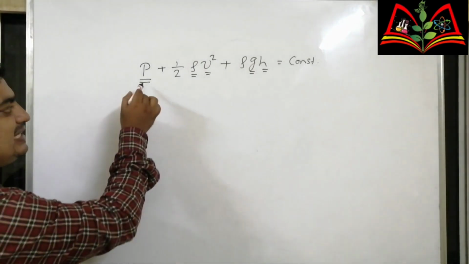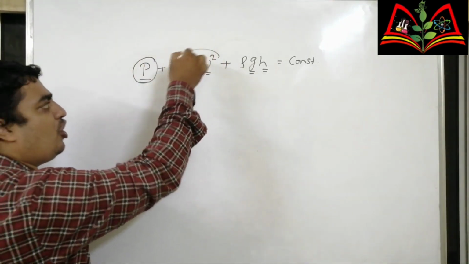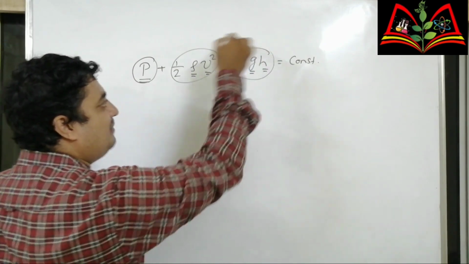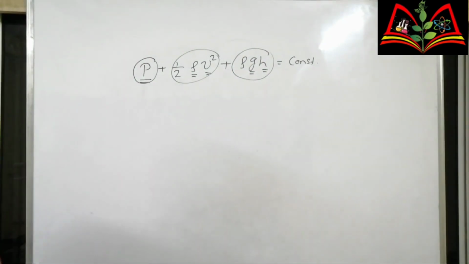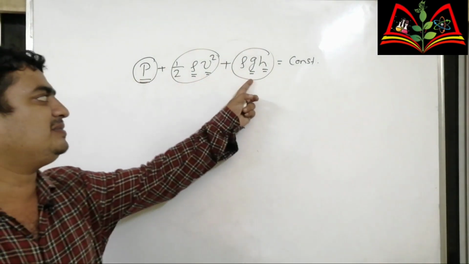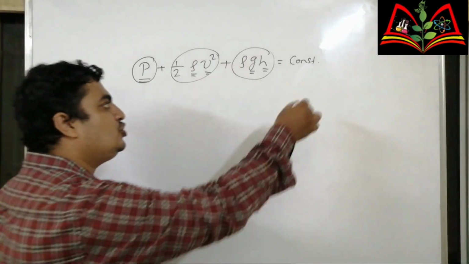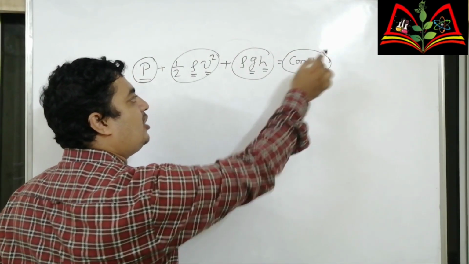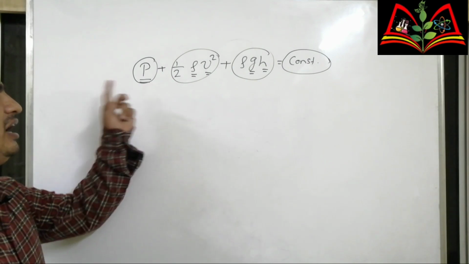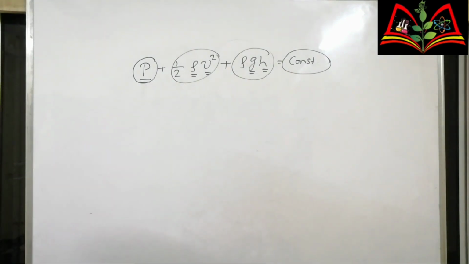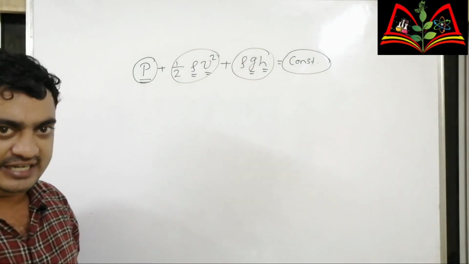Now, if we check, all these terms must have the same dimensions, and we will find that these three terms have the same dimensions. So, this constant term also has the dimension of P. This is called the principle of homogeneity.